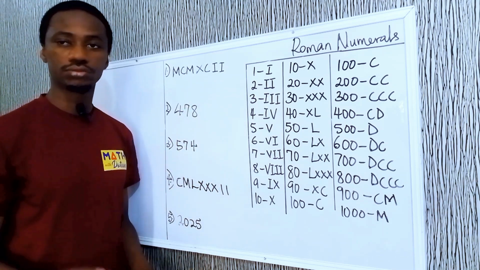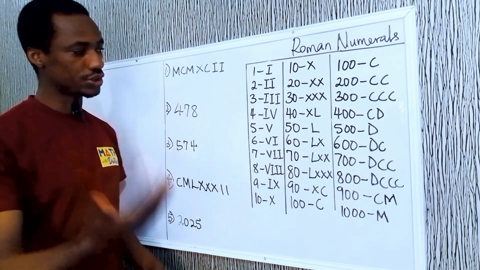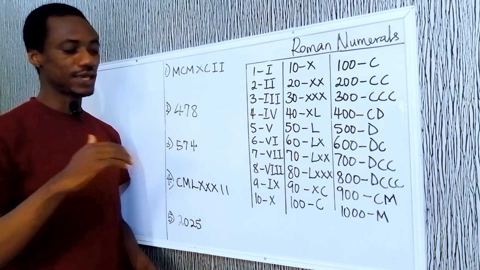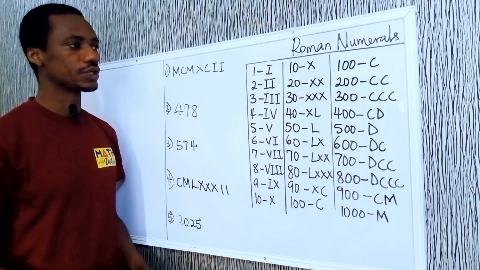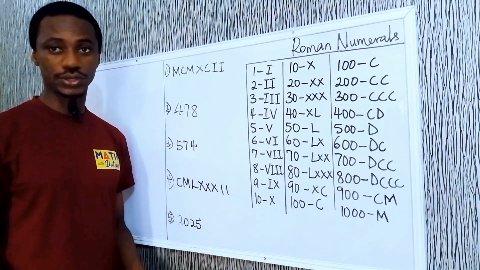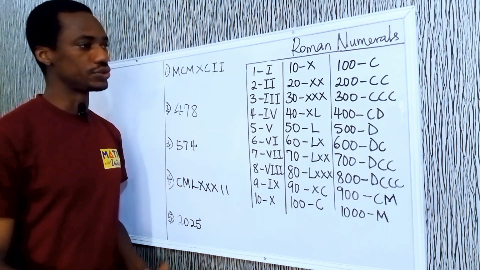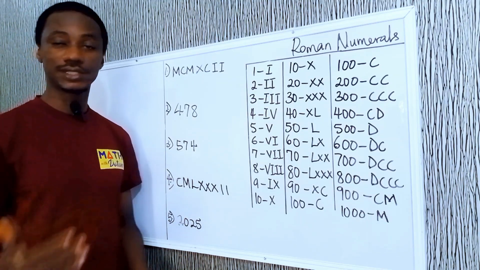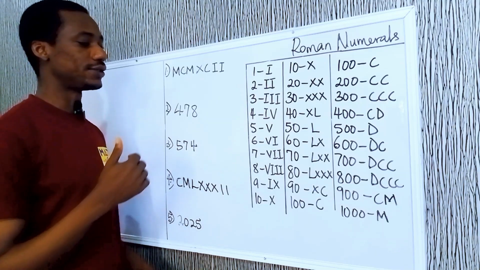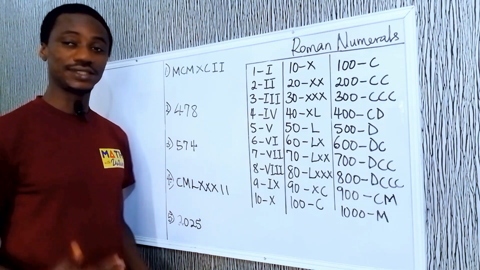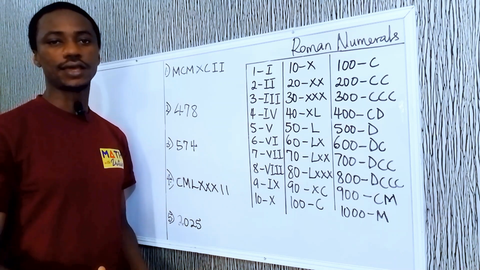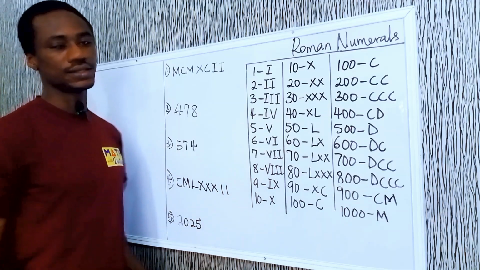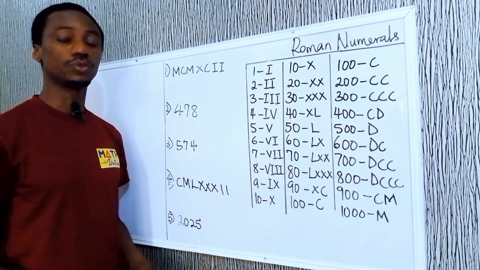And then how to write the numbers in tens: 10, 20, 30, 40, 50, 60, 70, 80, 90, and 100. And then how to write the numbers in hundreds, okay? 100 C, 200 CC, 300 CCC, 400 CD, 500 D, 600 DC, 700 DCC, and like that, 1000 M. Okay, so once you're able to master this, then you can write your numbers in Roman numerals.